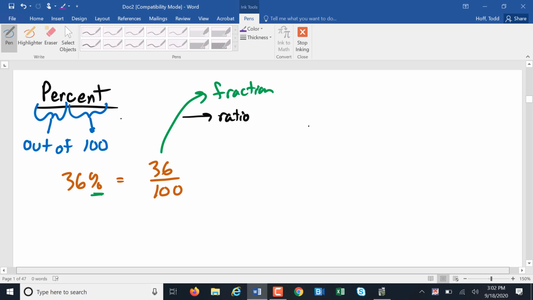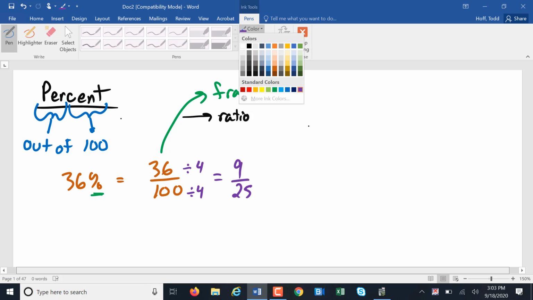However, I can still reduce this just like I would a fraction. Both of those can divide by 4, which would give me 9/25. There we go. 36 divided by 4 is 9. 100 divided by 4 is 25.